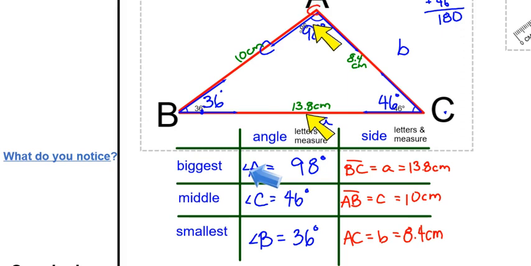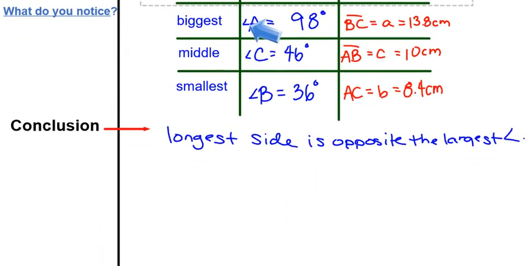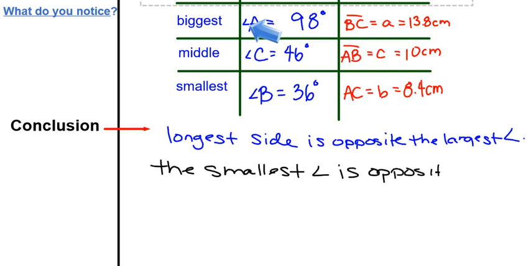I like to think of it this way. If I put a dot on the longest or the largest angle and I marked the longest side, notice that they do not touch each other. That's what we call opposites. Same is true for the shortest. We can say the smallest angle is opposite the shortest side.